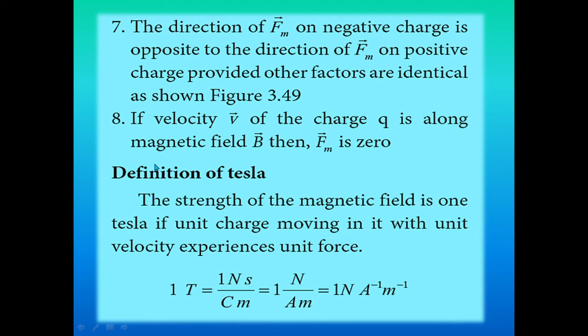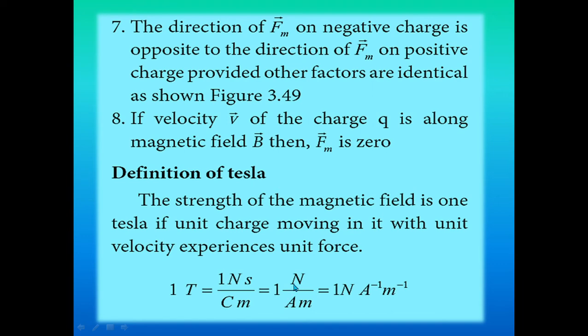Then the definition of Tesla. The strength of the magnetic field is 1 Tesla. Note it down, very important point. The strength of the magnetic field is 1 Tesla if a unit charge, 1 coulomb, moving in it with unit velocity experiences unit force. 1 Tesla is equal to 1 Newton second divided by coulomb meter.